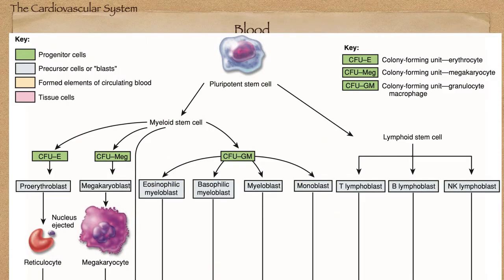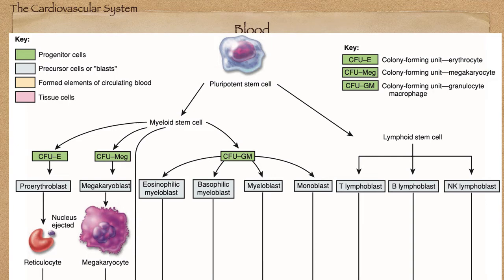So that's for the lymphoid stem cells. Now let's focus our attention to the left part, which is the myeloid stem cells. It could be classified into different families as well, subfamilies, by the CFU-E, CFU-MEG, the CFU-GM.